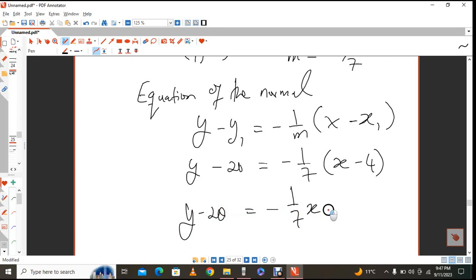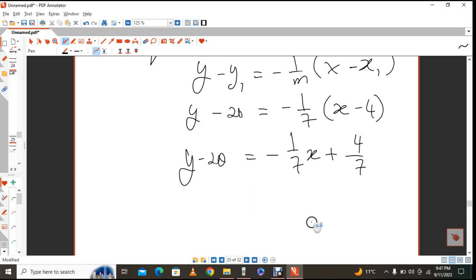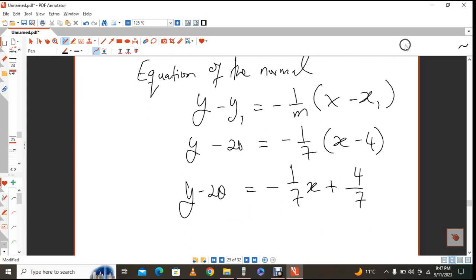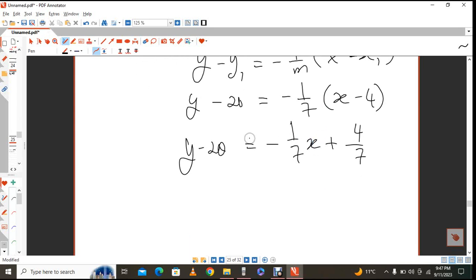And a negative times a negative is positive. So that's positive 4 over 7. Okay, so we're nearly done to find that equation. We're just going to bring that 20 over. So by adding 20 to both sides, the equation would be y equals negative 1 upon 7x plus 4 over 7 plus 20.